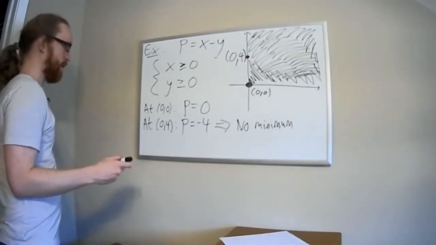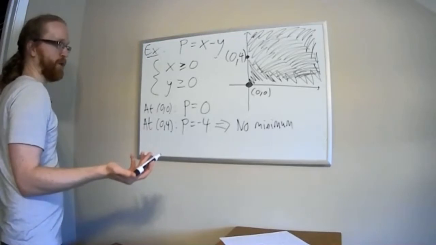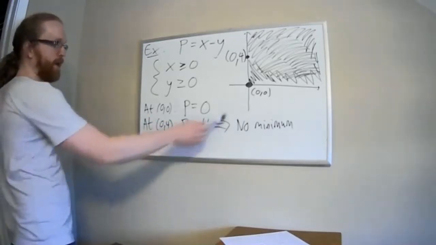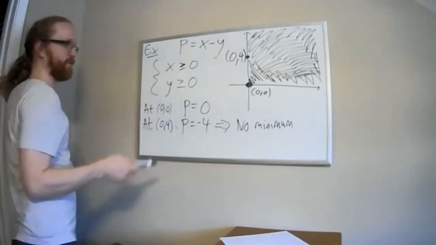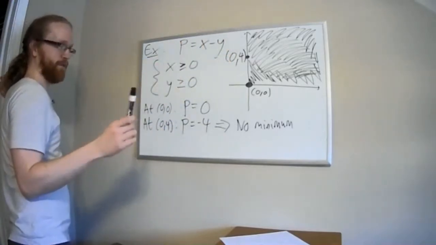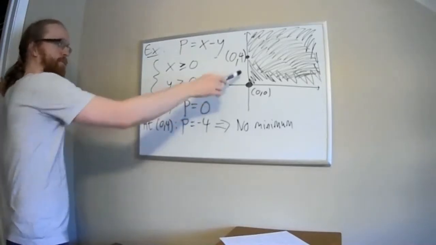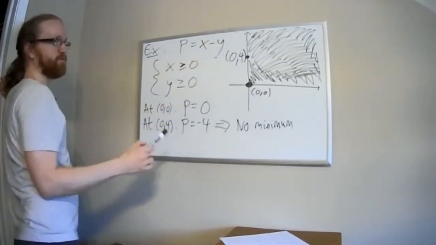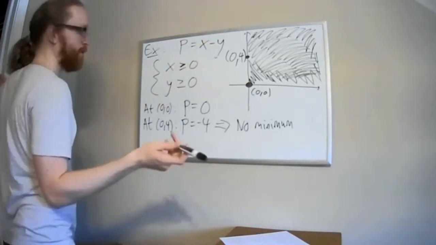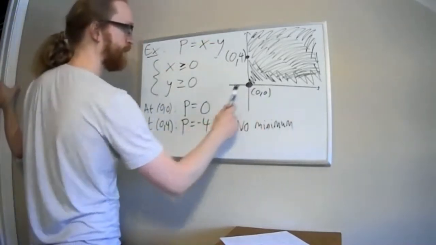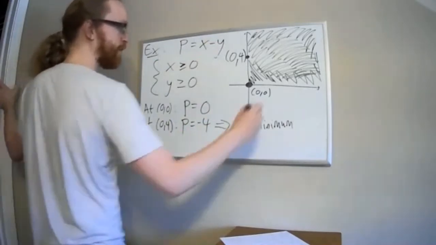Okay. Now, the question remains, though, there's no minimum. Could there be a maximum, though? As I go further and further up this y-axis, I get really big negative values. So it gets smaller and smaller. But I never get above 0 when I do that. So maybe 0 is a maximum, though? Well, we need to test another point. We still haven't checked on this piece that goes off forever. So let's do that. Let's take another point down here.